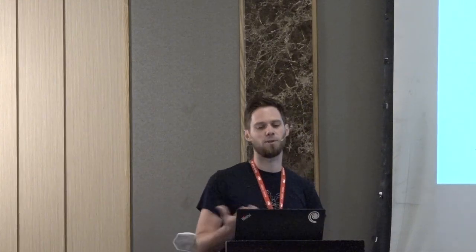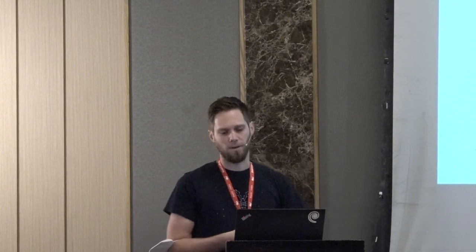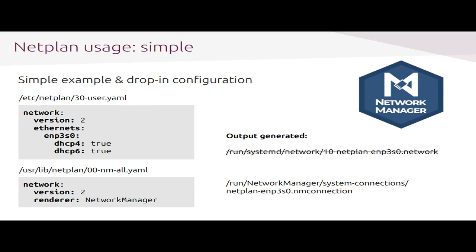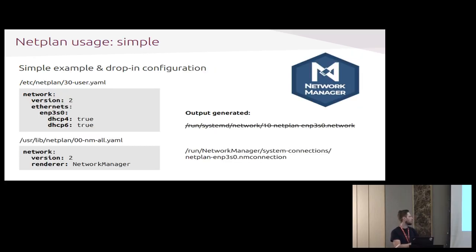Now, if that user is on a laptop system or a desktop system and he actually wants to use NetworkManager, what does he do? He doesn't need to change the user.yaml file at all, but instead he can place another YAML configuration, for example, in /usr/lib/netplan, and let's call it NetworkManager-all.yaml, which again is a network configuration of version 2, the Netplan format, and then it just defines the default renderer, which is the backend renderer, to be NetworkManager. So now when the system boots again, Netplan will read both of those files and will merge them together.